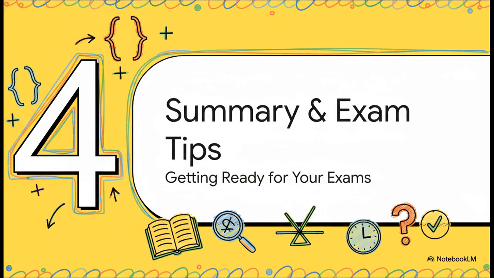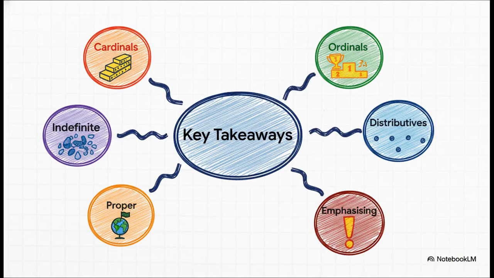Well done, everyone. You have been very attentive. We have covered quite a lot today, so let's take a moment to summarize everything and then discuss some tips that will help you prepare for your exams. So, let's do a quick revision. Adjectives of number are always used with countable nouns. Cardinals give us an exact number. Ordinals tell us the position. Indefinite adjectives give a general idea of the number. Distributives refer to each one in a group. Then we have our special types, proper adjectives, which come from proper nouns, and emphasizing adjectives, which add stress.